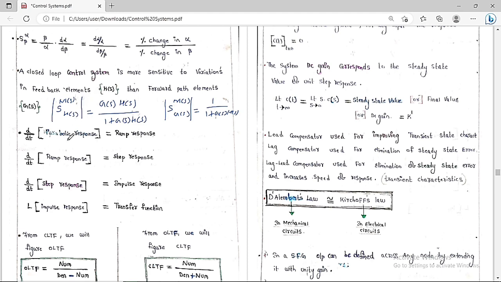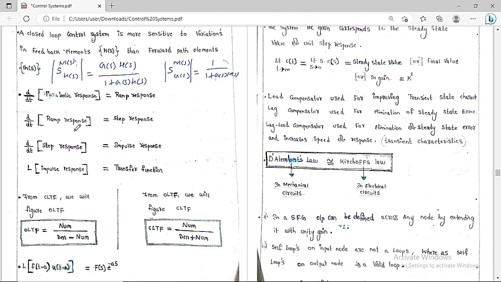Then the derivative of the parabolic response is the ramp response, the derivative of the ramp response is the step response, the derivative of the step response is the impulse response, and the Laplace transform of the impulse response is the transfer function. So the derivative of the parabolic response gives the ramp response, the derivative of the ramp response gives the step response, and the derivative of the step response gives the impulse response. Similarly, the Laplace transform of the impulse response is called the transfer function.